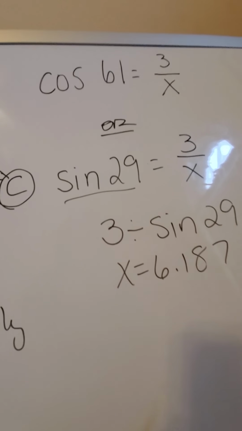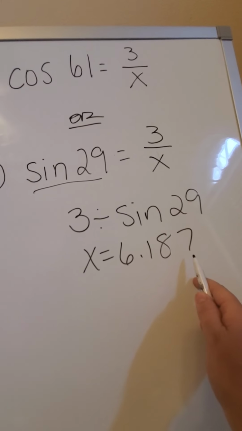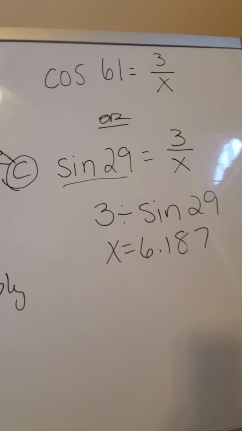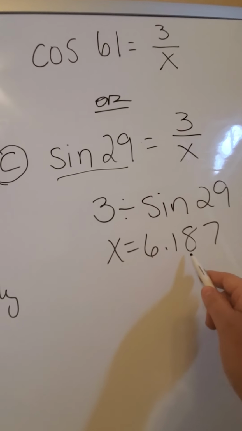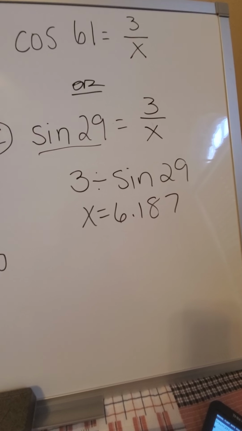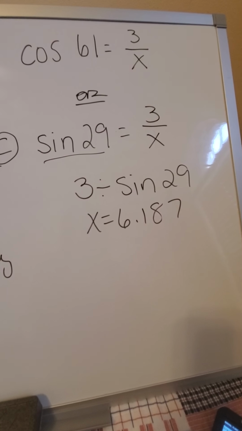So x equals 6.187. A lot of questions will tell you to round to the nearest tenth or hundredths or thousandths, okay? So you just round accordingly. I just went out 3 decimal places. I didn't really round, because if I rounded, that would be 1.88. So I'm not stressing so much, because with the ACT, you're going to find the closest answer, okay?